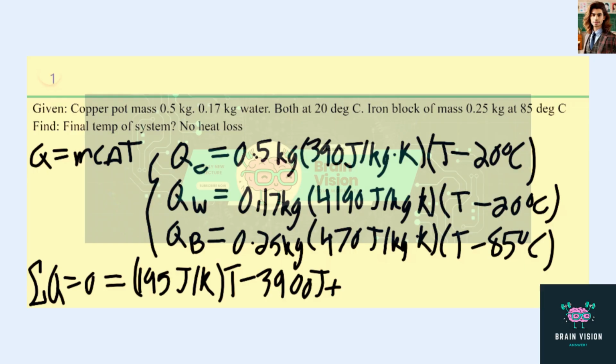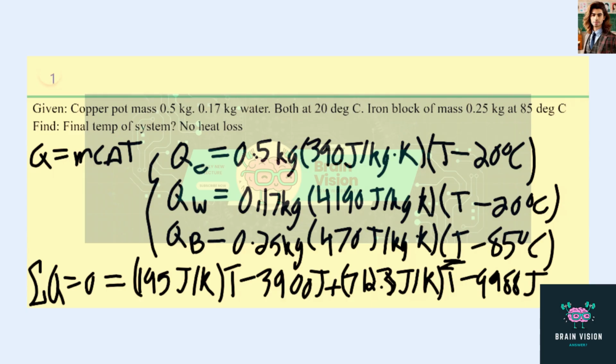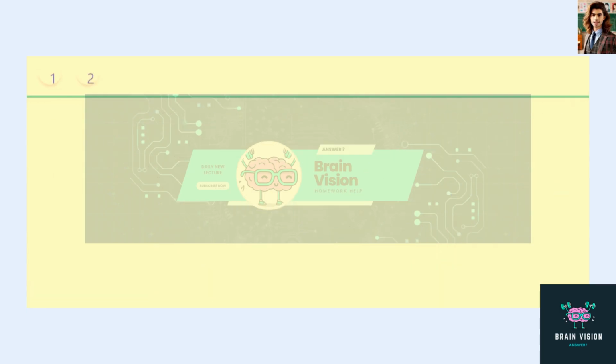That gives plus 712.3 joules per Kelvin times T minus 9,988 joules. And now I don't have space, so I'm going to go to the next page and rewrite the first part of this. So the sum of Q is equal to 0.